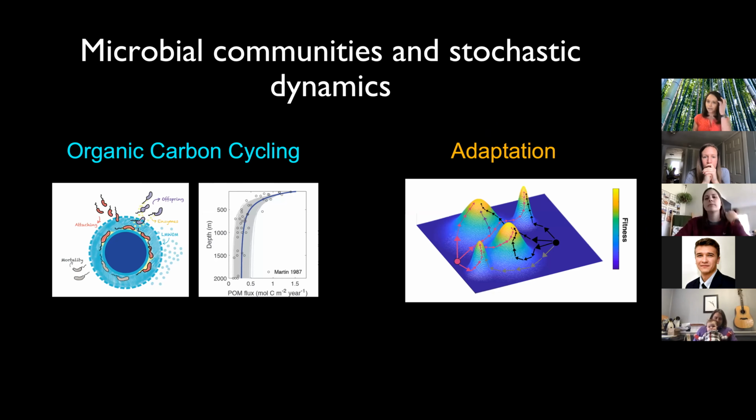So the first is going to focus on organic carbon cycling by marine heterotrophs and how stochastic interactions play a really critical role in the persistence of organic carbon in the ocean. And I want to say up front, I will probably use marine heterotroph and bacteria interchangeably. I'm really talking about single-celled organisms that are consuming organic carbon.